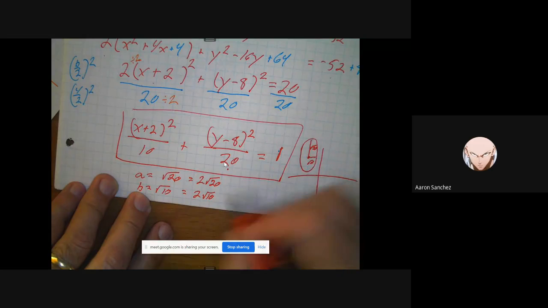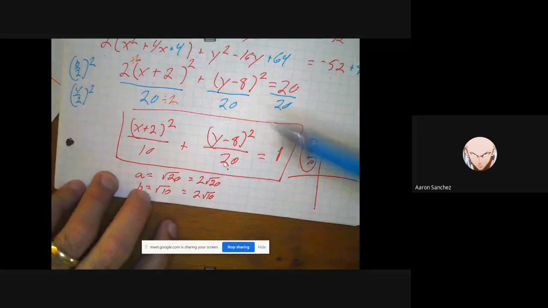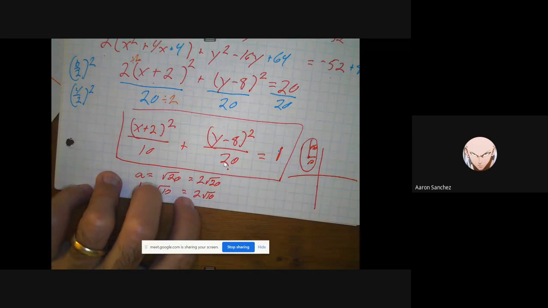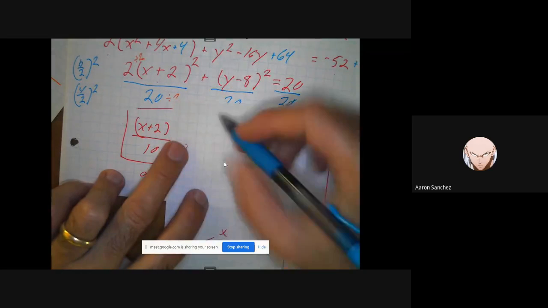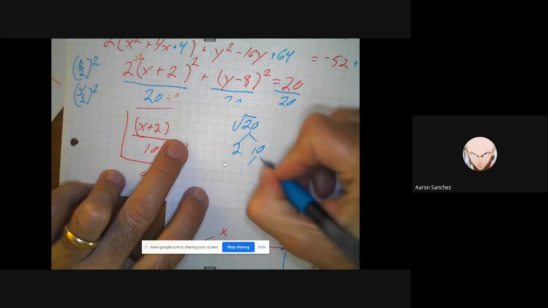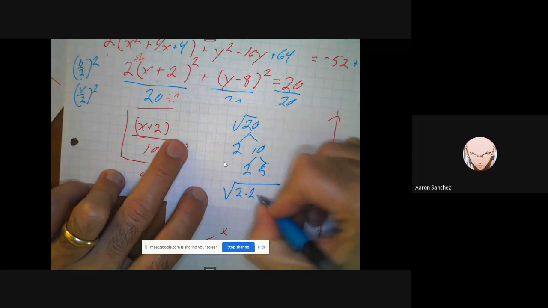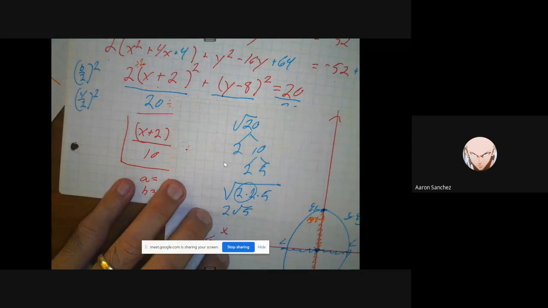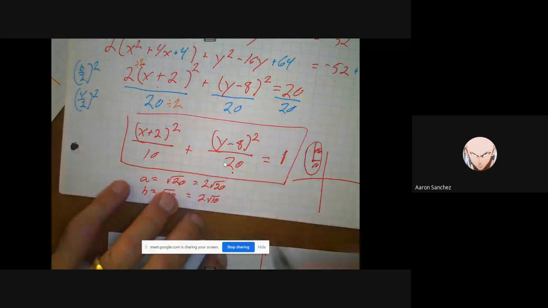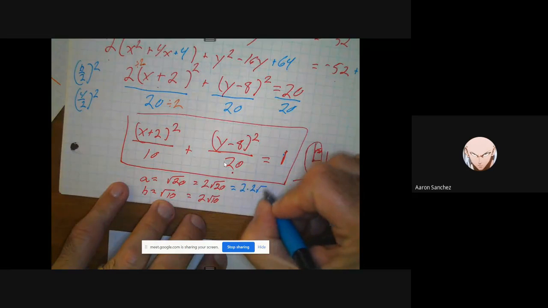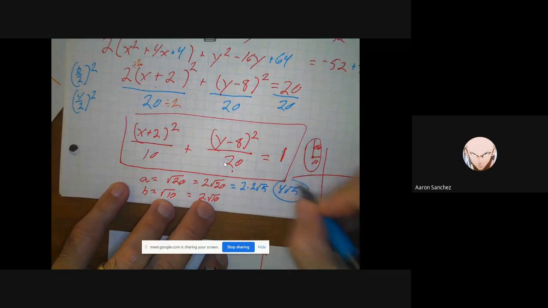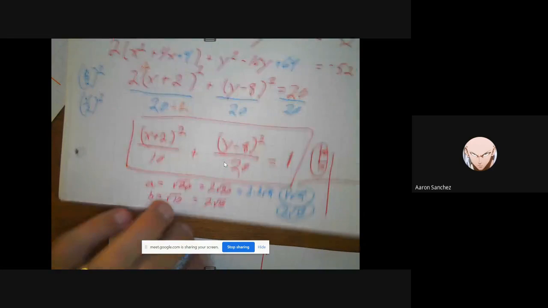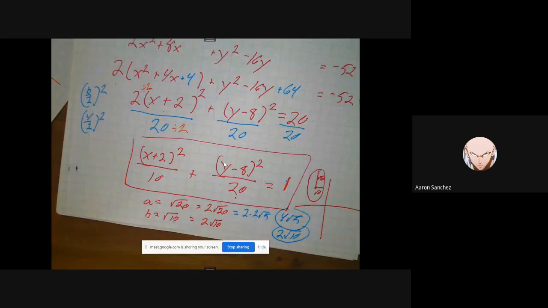Square root of 20 plus square root of 20. But we got to break the 20 down. Square root of 20 is square root of 4 times 5, which is 2 root 5, right? If you need help on breaking those down, come see me after class. But this is 2 times 2 root 5, or 4 root 5. That's the length of the major axis. And 2 root 10, I can't break that down. That's the length of the minor axis. And that's all you got to do. Are there any questions?